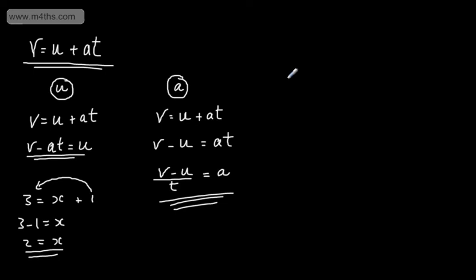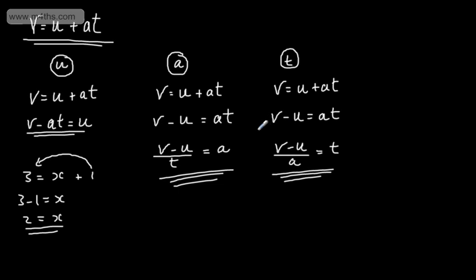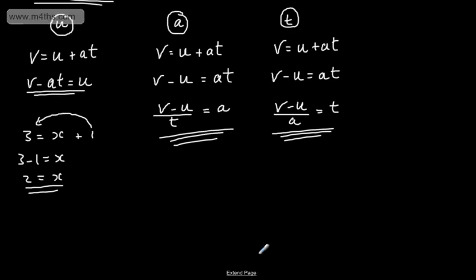If we wanted T, we would use a very similar approach. V is equal to U plus AT. Using the order of operations, I would subtract U from both sides. V minus U is equal to AT. This time, instead of dividing by T, I'm going to divide by A, and V minus U over A will be equal to T. T is now the subject of the equation. So all we've done is use inverse operations and followed the order of operations.